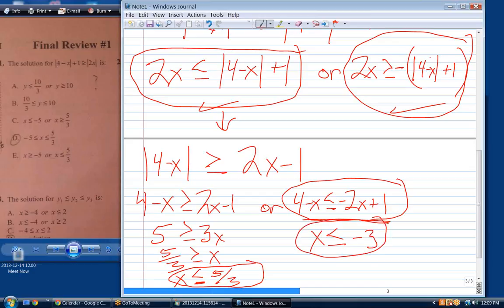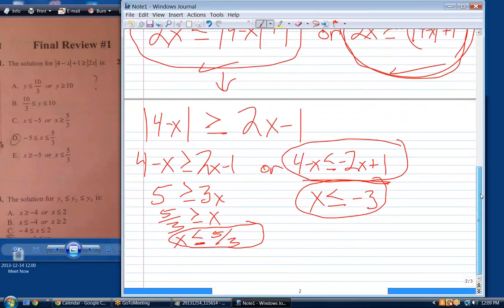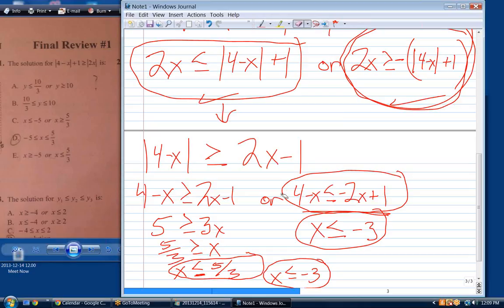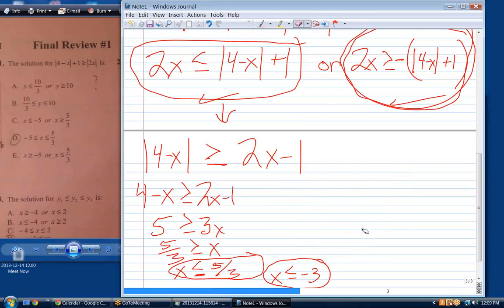Now, we need to deal with this part here. Okay? And this is the way you have to do these. These are fairly hard. Let me just write this here so I have a little room to write. They're not hard, they're just tedious. Once you memorize the method, then everything else is just pretty easy. It's the method that's tough.